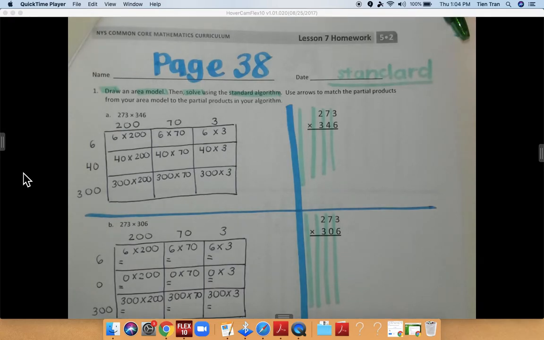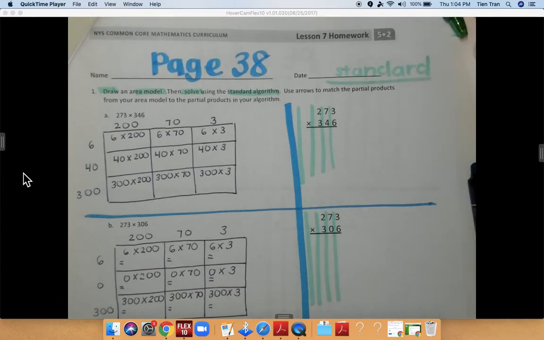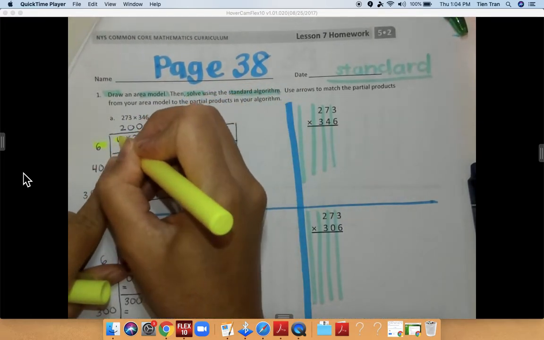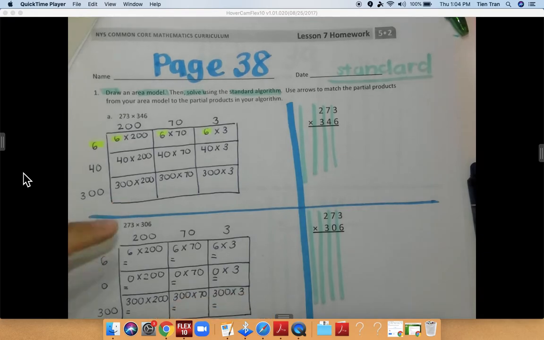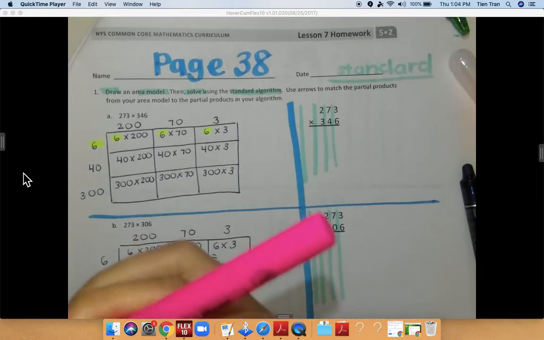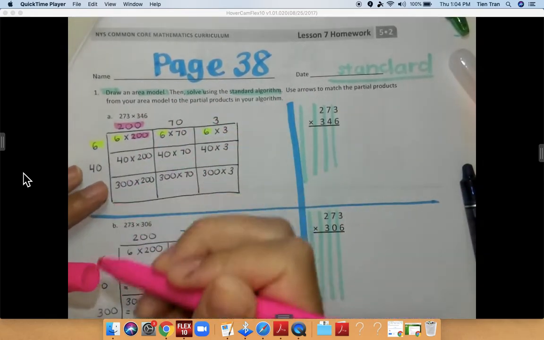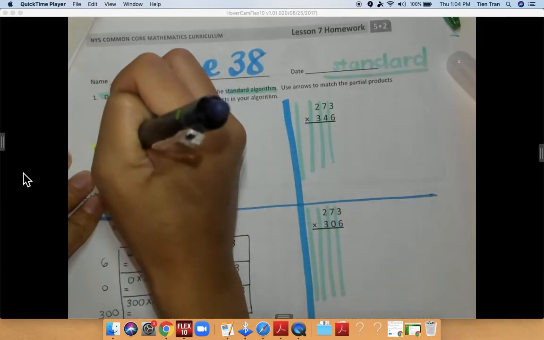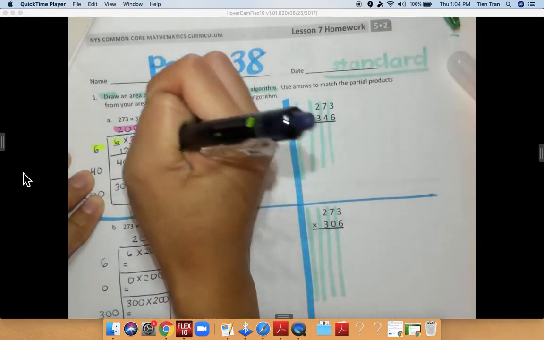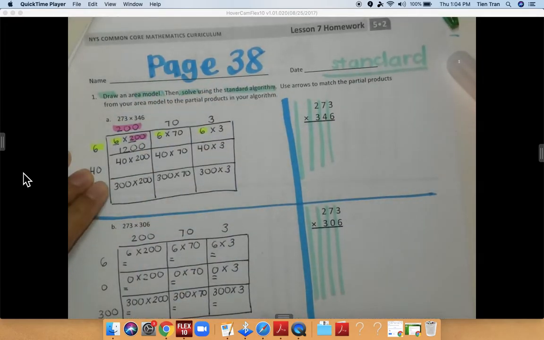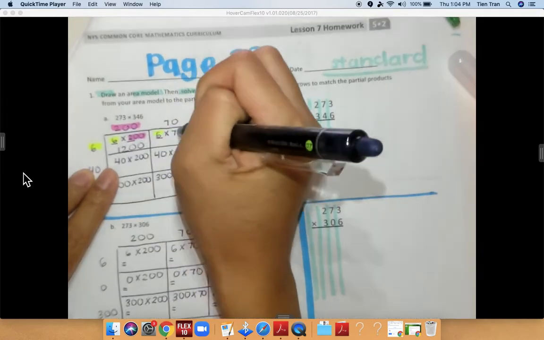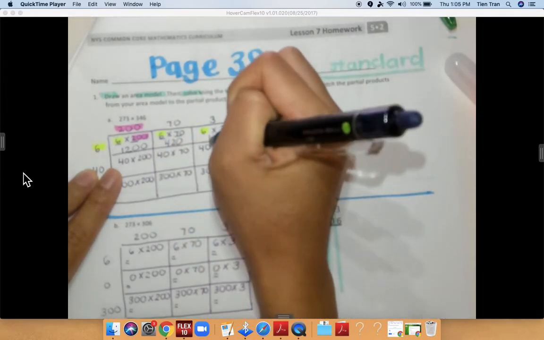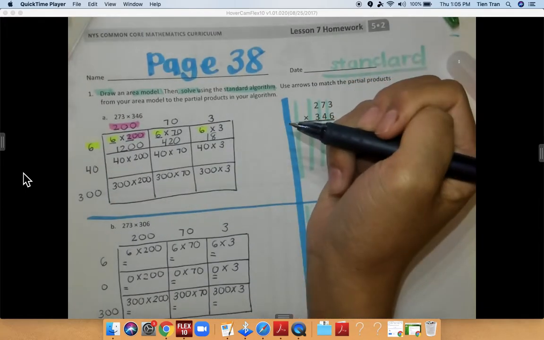So the first thing I'm going to do is I am multiplying my numbers. So notice here that I'm multiplying 6 times 200, and this is where your 6 is coming from, and your 200 comes from right here. So I know that 6 times 2 is equal to 12, and I'm adding my 2 zeros at the end. Again, 6 times 7 is equal to 42, and adding my 0. 6 times 3 is equal to 18.